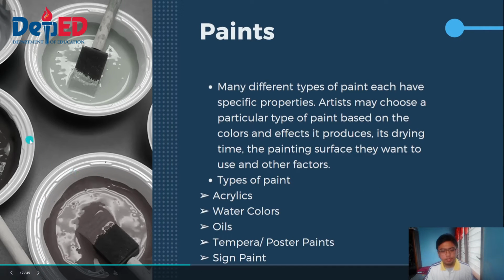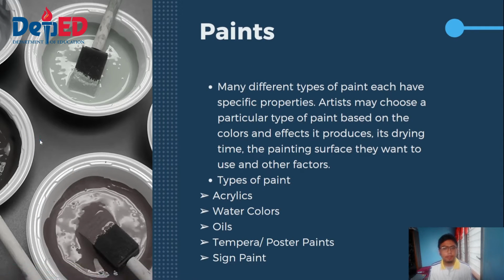Then we have paints. It's very common, okay. Paints, many different types of paints, each have specific properties. Artists may choose a particular type of paint based on the colors and effects it produces, its drying time, the painting surfaces they want to use, and other factors. So here are different kinds of paints. We have acrylic, watercolors, oils, tempera or poster paints, and sign paints.